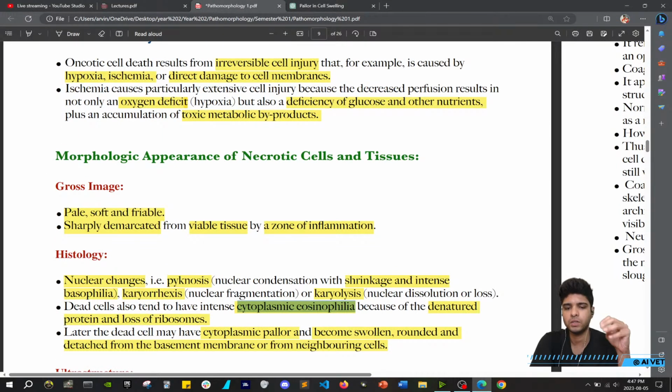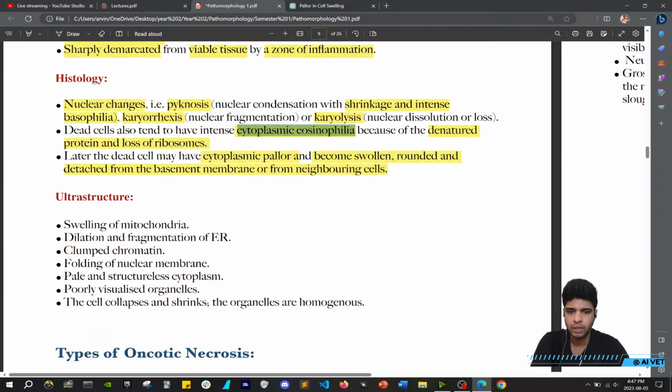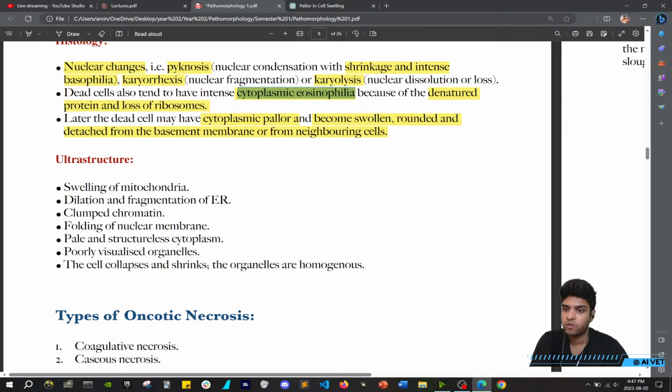So basophilia, eosinophilia, karyolysis, karyorrhexis, and then pycnosis is basically shrinkage and increased basophilia. Ultrastructure: swelling of mitochondria, dilation and fragmentation of endoplasmic reticulum, clumped chromatin, here karyolysis, folding of nuclear membrane, pale structure of cytoplasm, cytoplasmic pallor, poor visibility of organelles. The cell collapses and shrinks, the organelles are homogeneous.